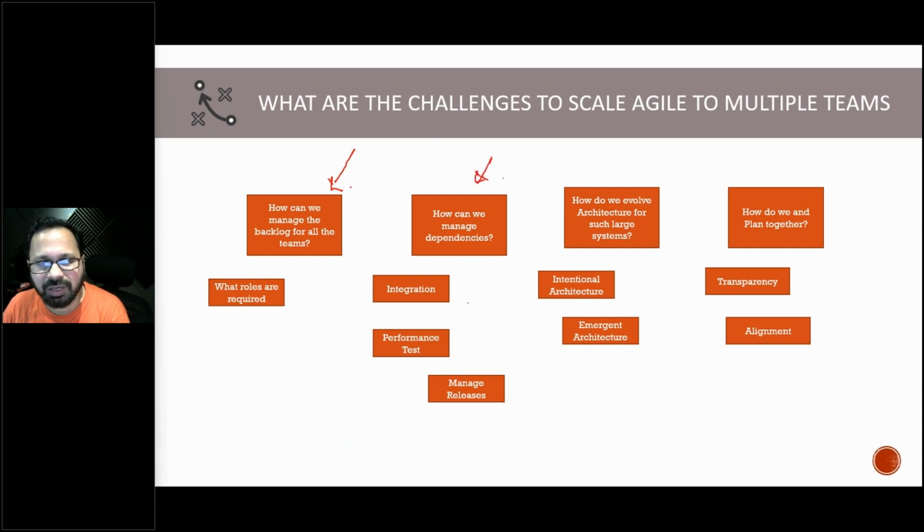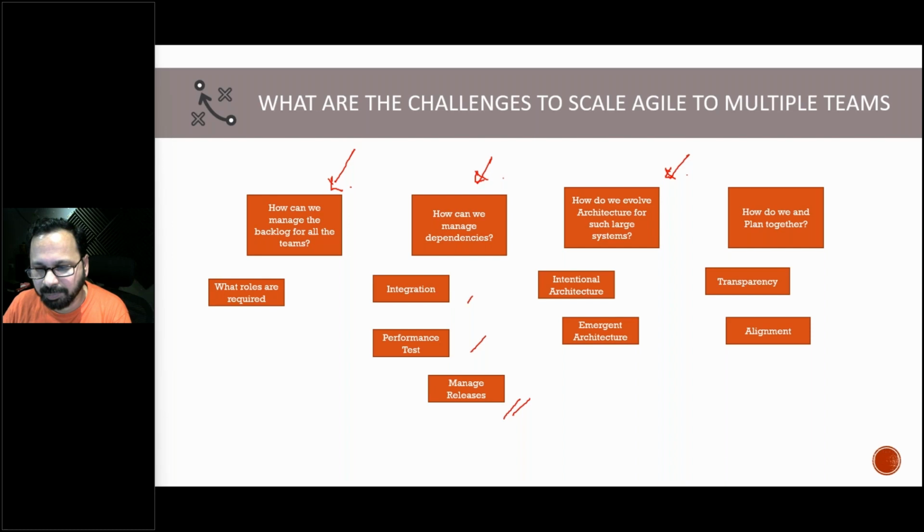How do we do integration testing? How do we do performance testing? How do we manage the releases together for different teams? Can we even collaborate? Can we talk to each other and still be agile? How do we evolve the architecture for such larger systems? There is no one way, right?